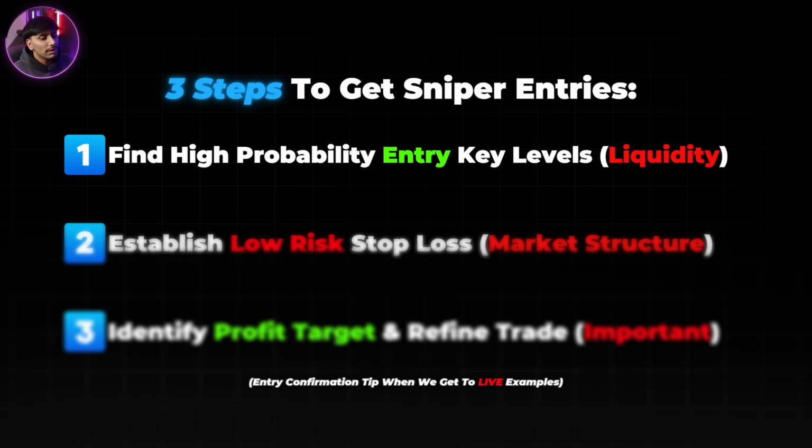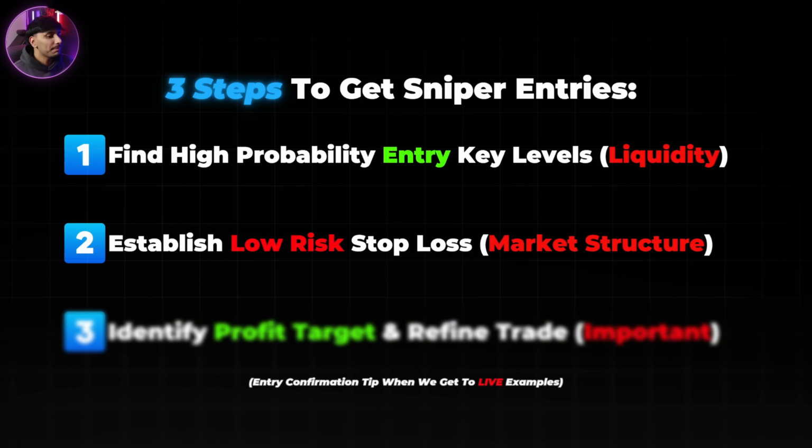Step number 2, we're going to establish a low risk stop loss area. A lot of you either have very tight stop losses or they're way too big where you lose too much money per trade and you don't win enough. For this, we're going to talk about market structure and how to identify the lowest risk stop loss.